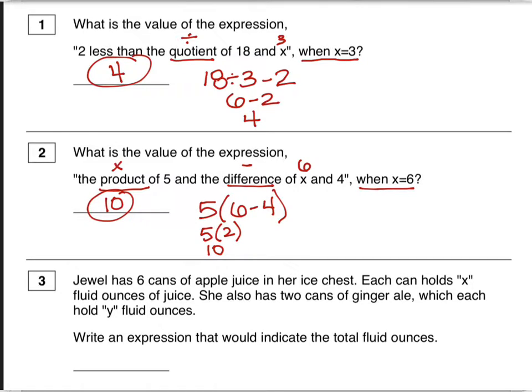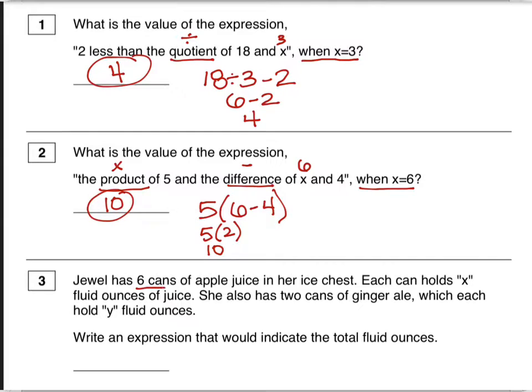All right, now on to problem number 3. Jewel has 6 cans of apple juice in her ice chest. Each can holds X fluid ounces of juice. Okay, she also has 2 cans of ginger ale, which each hold Y fluid ounces. Write an expression that would indicate the total fluid ounces.